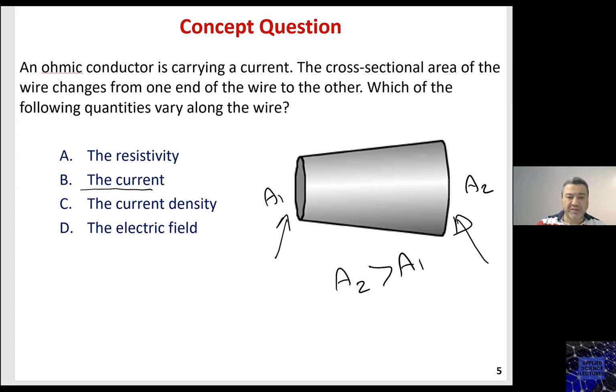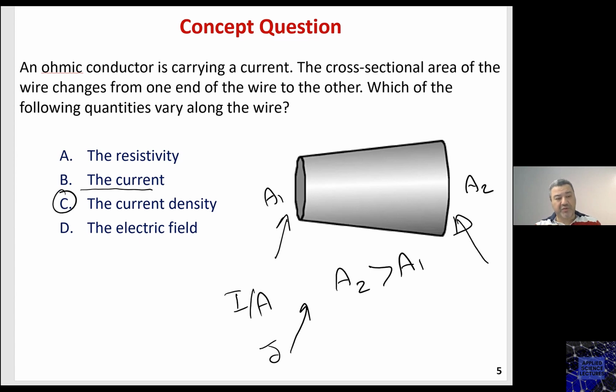What about the current density? Well, current density is the current divided by the cross section. If my cross section here is increasing, then definitely the J is also going to change along the wire. So J does vary.